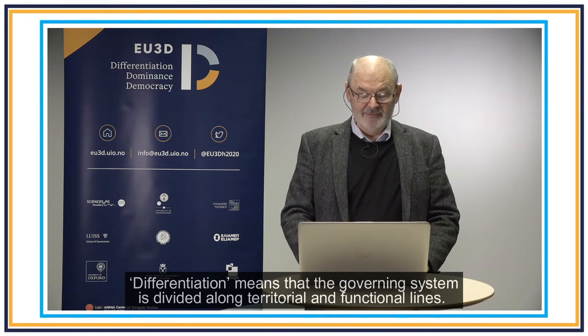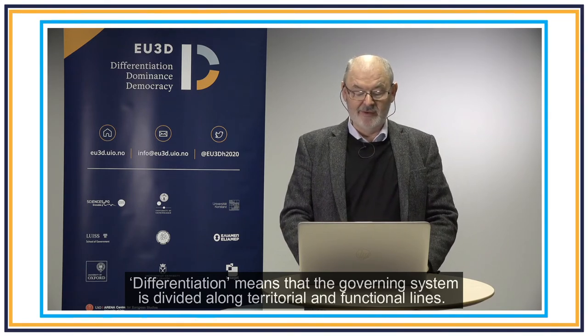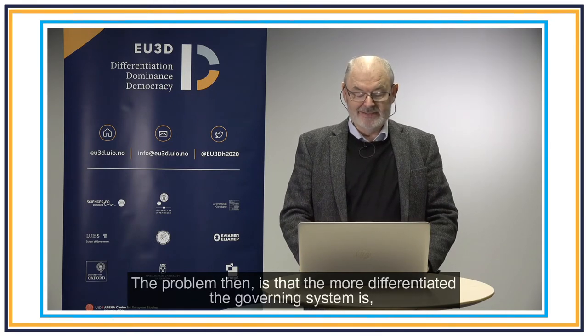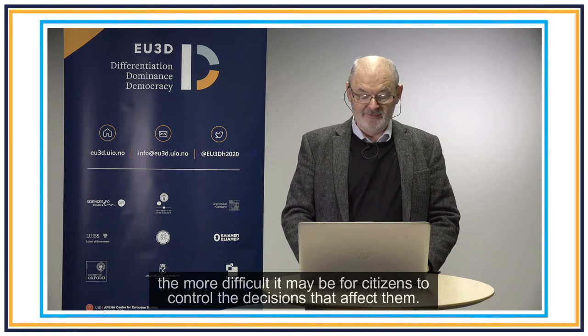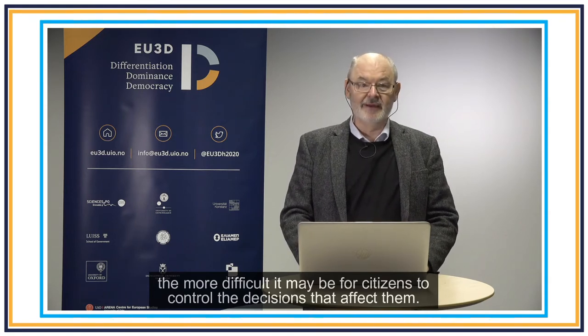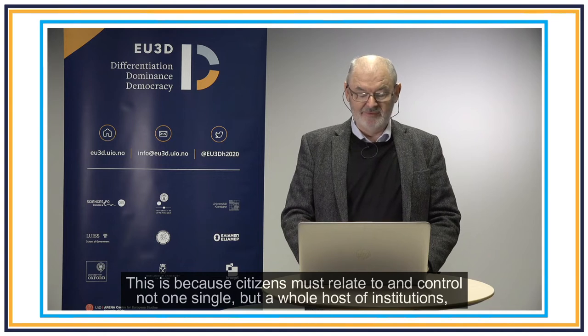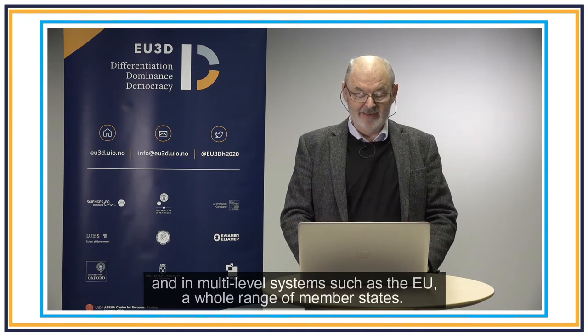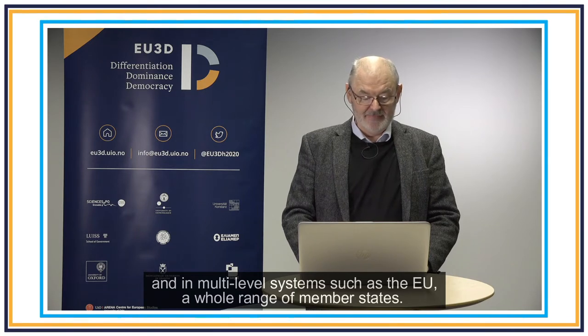Differentiation means that the governing system is divided along territorial and functional lines. The problem then is that the more differentiated the governing system is, the more difficult it may be for citizens to control the decisions that affect them. This is because citizens must relate to and control not one single, but a whole host of institutions, and in multi-level systems, such as the EU, a whole range of member states.